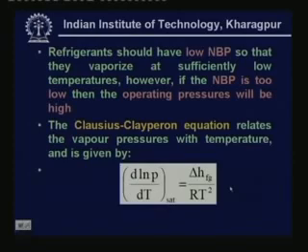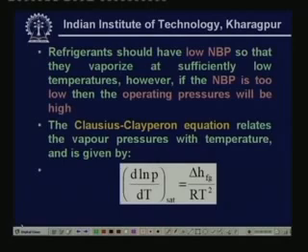Now a refrigerant, as I said, should have a low normal boiling point so that it vaporizes at sufficiently low temperatures. As I said, if you want to produce low temperatures at reasonably high pressures, then the normal boiling point should be low. However, if the normal boiling point is very low, then the operating pressures will become very high. That means the normal boiling point should lie within a certain range for the fluid to be useful in a refrigeration system. And the Clausius-Clapeyron equation relates the vapor pressures with temperatures. You must have studied this in your thermodynamics, the Clausius-Clapeyron equation.